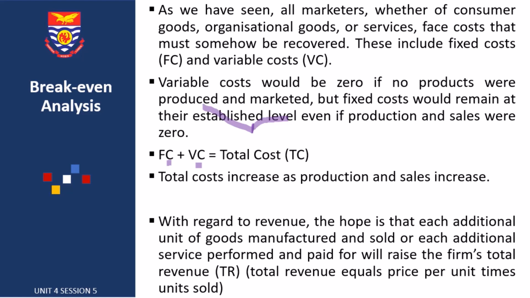With regard to revenue, the hope is that each additional unit of goods manufactured and sold, or each additional service performed and paid for, will raise the firm's total revenue. Total revenue equals price per unit times units sold. The total revenue has to do with the number of units sold times the price per every unit.